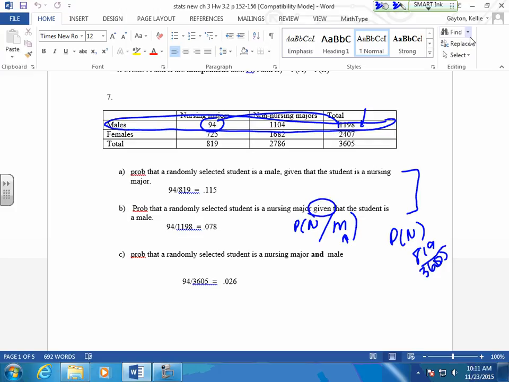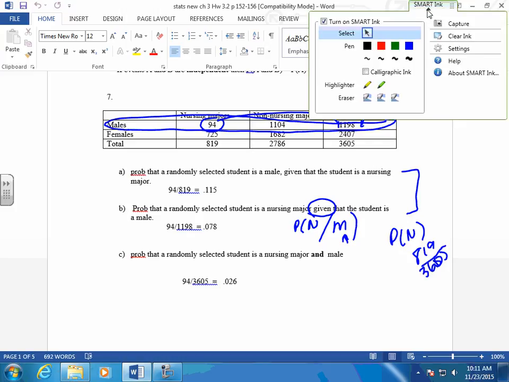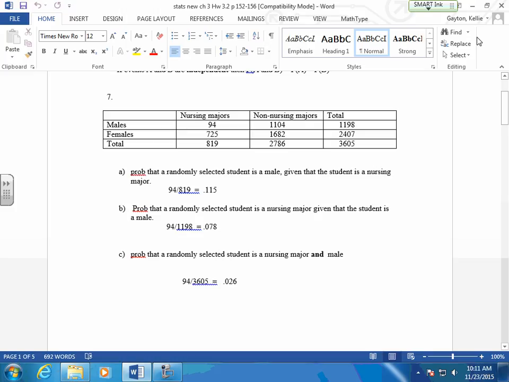Good? Okay. All right. Now, last one. The probability that a randomly selected student is a nursing major and a male. So what is it I'm looking for? A nursing major and what? A male.